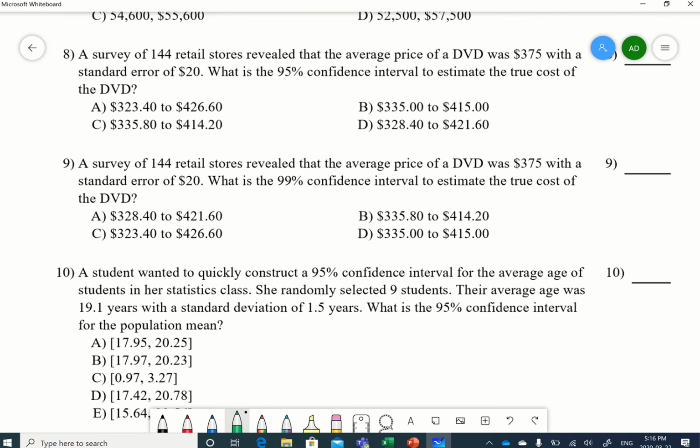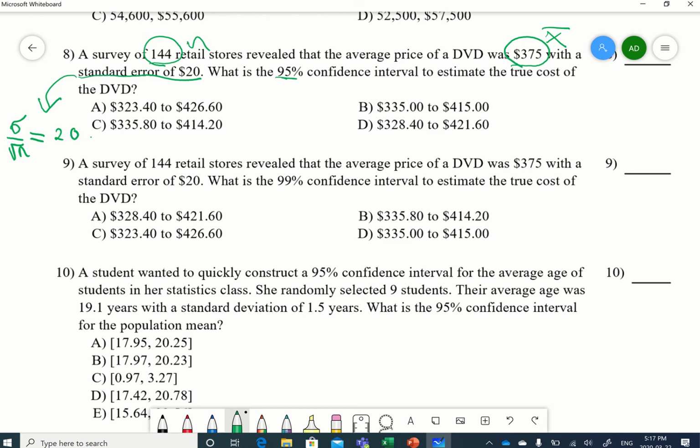Okay. And this question is interesting because it's not giving you the standard deviation, it's giving you the standard error. A survey of 144 retail stores reveals that the average price of a DVD is 375, X bar, with a standard error of 20. What's the 95%? So standard error. This makes us go back and think about what standard error is. If you remember, standard error was sigma over square root of n. Remember from chapter 7? This is called standard error, right? So this number equals 20.